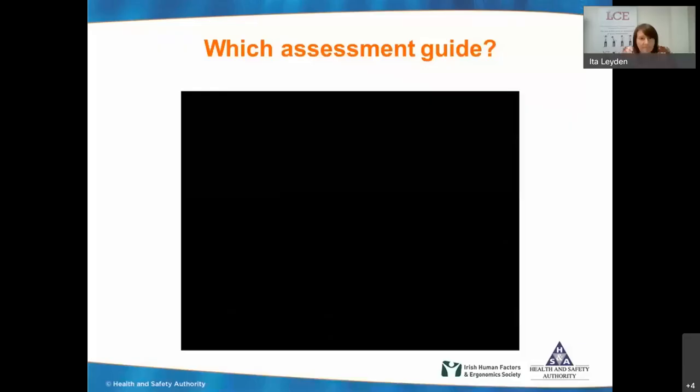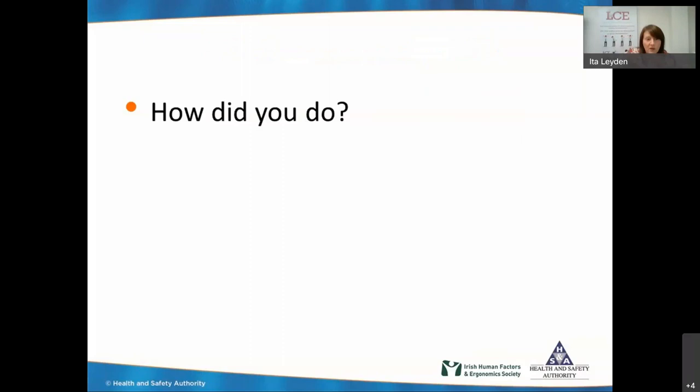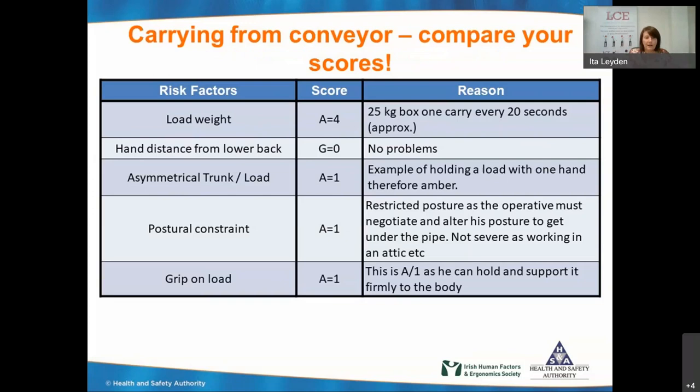Thank you very much. And now what I'm going to ask you all to do is to compare and contrast your scores with those of the HSE. So amber 4 is what we got on load weight frequency. I think most people will probably have gotten that. The hand distance from the lower back, this is where I would say that some people have scored differently. And what I'd like to say here is that the hand out to the side, the hand still might be in line with the torso, even though it's out to the side. And that's what we're looking at. We're looking at the upper arm in line with the torso. So the upper arm is in line with the torso, even though it's out to the side. So it's a green 0.